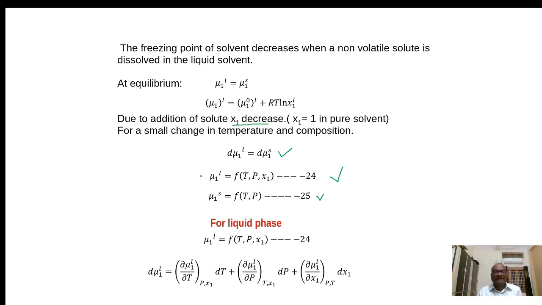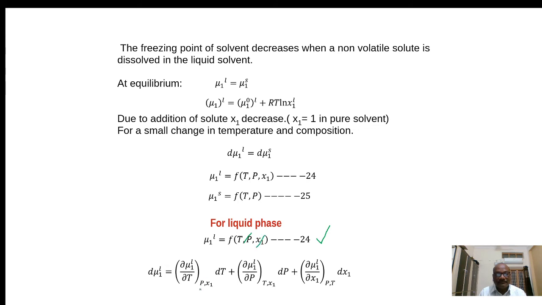So let's consider this liquid phase only. What is the liquid phase? mu1 L is a function of temperature, pressure, and mole fraction. Now we differentiate this. You calculate the differential value of the change in chemical potential of solvent, so we will perform partial differentiation with respect to each and every term by keeping the remaining variables constant.